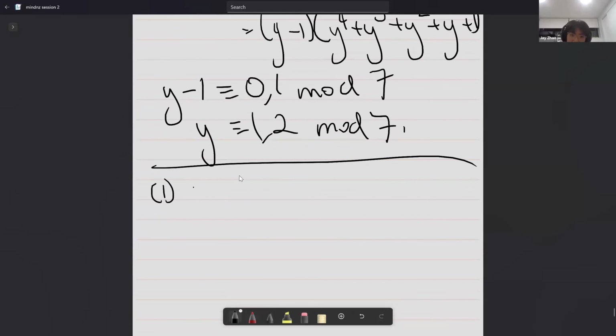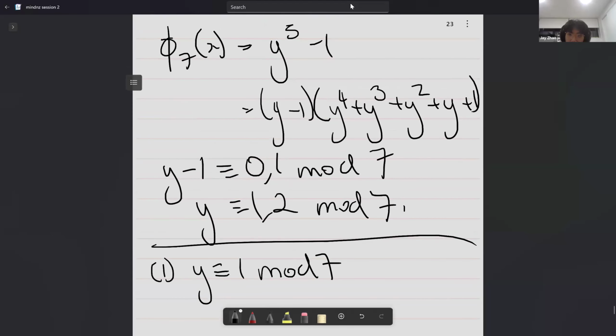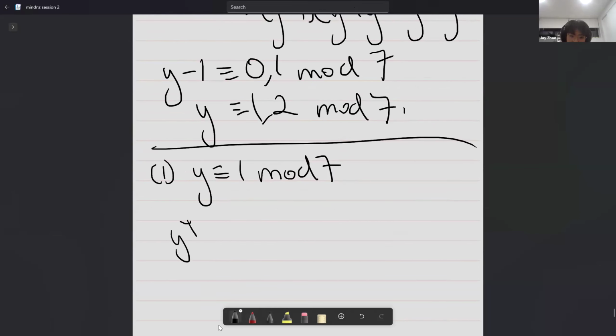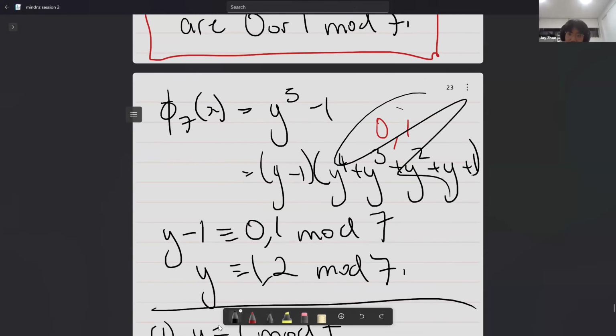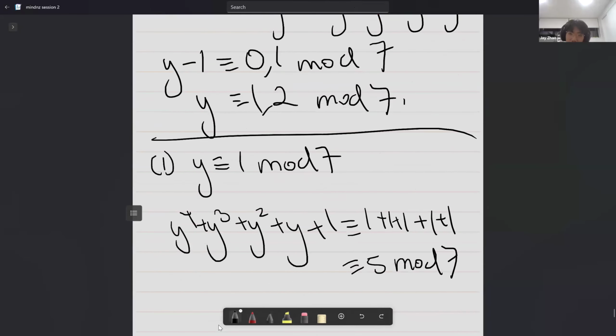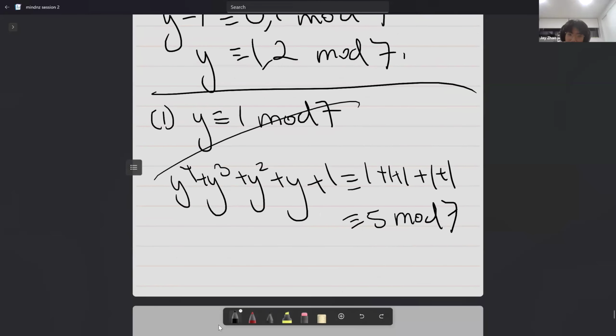So let's try case 1, y is equal to 1 mod 7. Then we also know that this second part has to be either 0 or 1 mod 7. So let's find what that part is equal to. y^4 plus y^3 plus y^2 plus y plus 1 is equal to 1 plus 1 plus 1 plus 1 plus 1, equal to 5 mod 7. That is not one of these, so it can't be this case.